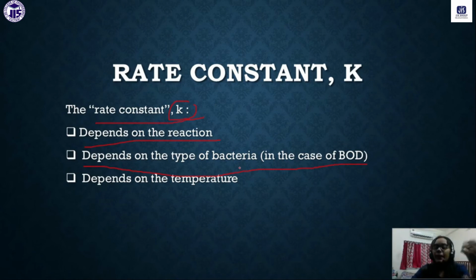The bacteria, these microorganisms, are acting as the catalyst, so obviously the K value will depend on the bacteria, and it depends on the temperature. If we increase the temperature of any reaction, what will happen? The decomposition of the reactant will increase. That means the rate constant will increase, and the rate of the reaction will increase.